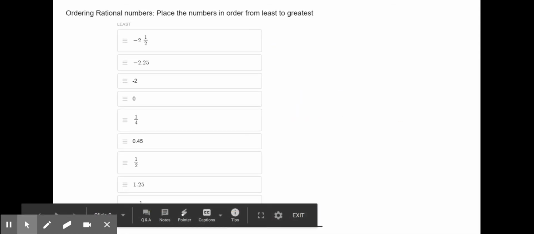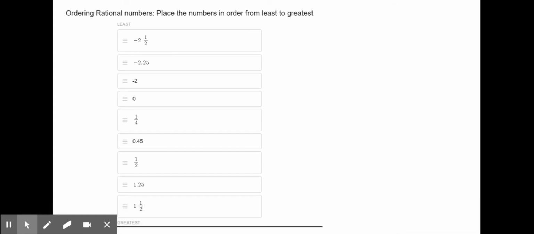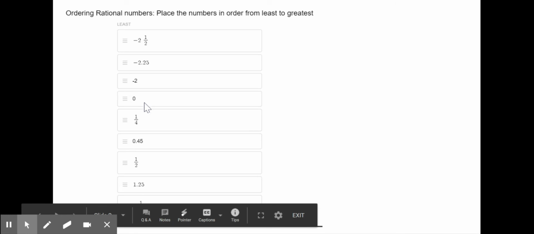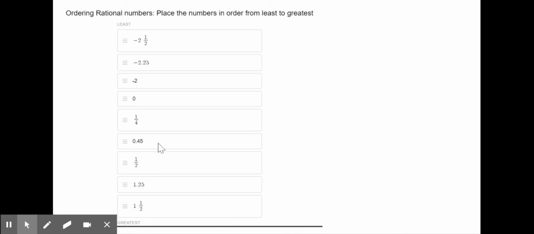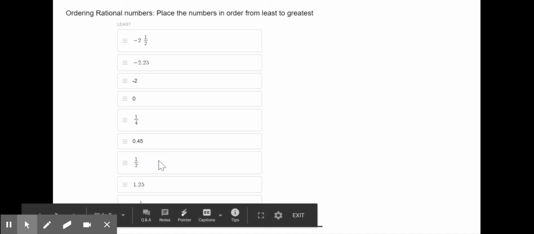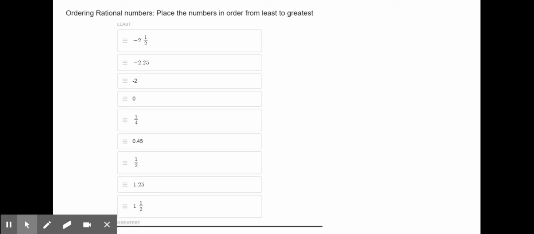All right, next, if you were to order the rational numbers from least to greatest, the least value is going to be negative 2.5. That's further in the negatives than negative 2.25, then negative 2, then we'd have 0, and then you would put the positives in order. So we'd have 1/4 or 0.25, then 0.45, then 1/2 or 0.5, then 1, and then I think there's one more. Sorry, then 1.25, then 1 1/2.